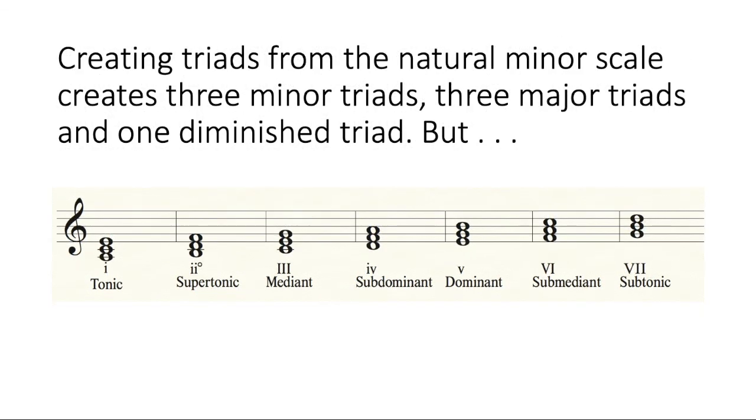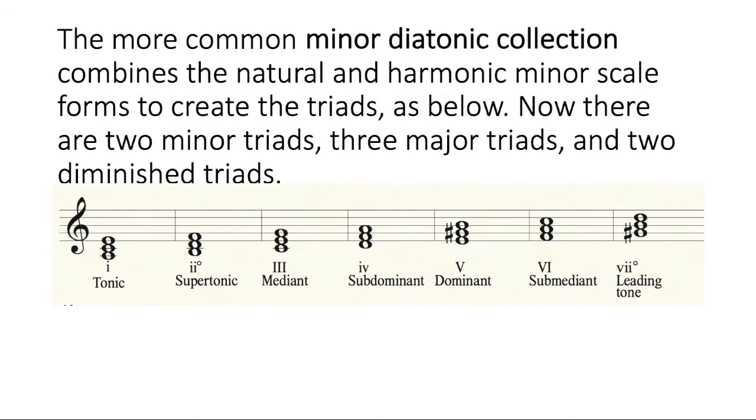Creating triads from the natural minor scale creates 3 minor triads, 3 major triads, and 1 diminished triad. But the more common minor diatonic collection combines the natural and harmonic minor scale forms to create the triads, as below. Now there are 2 minor triads, 3 major triads, and 2 diminished triads.